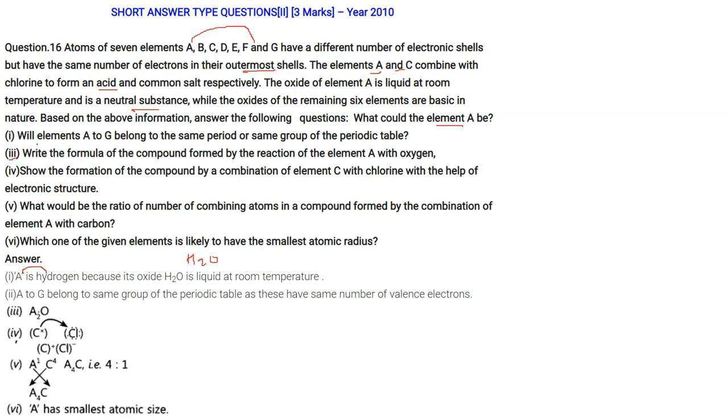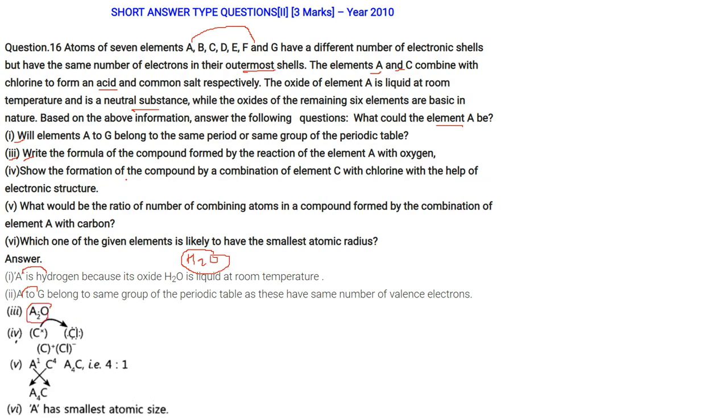Now, do elements A to G belong to the same period or the same group of the periodic table? A to G belong to the same group, that is the same column of the periodic table, because they have the same number of valence electrons. Write the formula of the compound formed by the reaction of element A with oxygen. As you see here, it is H2O, so we can write A2O.